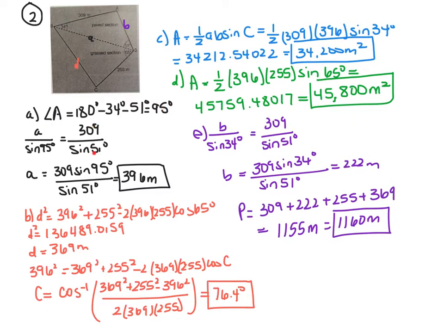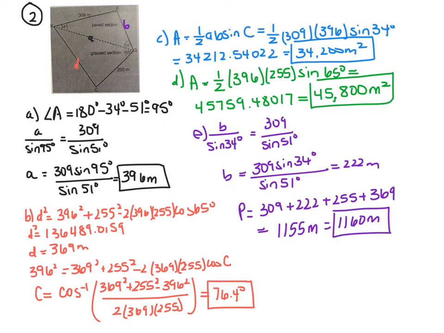So then I set up law of sines. A over sine of 95 is equal to 309 over the sine of 51 degrees. And then I multiplied both sides by the sine of 95 degrees, and I ended up with 396 meters. So the length of this boundary line, rounded to 3 significant figures, is 396 meters.